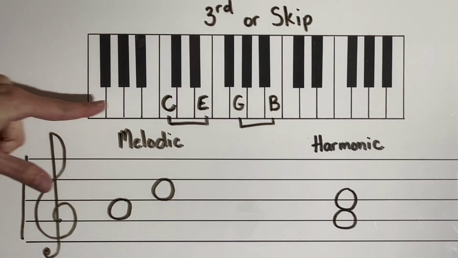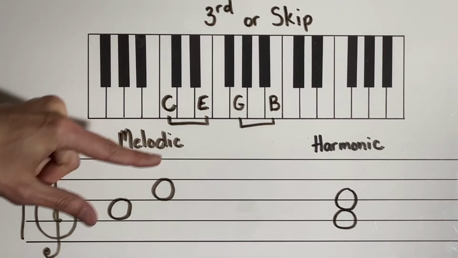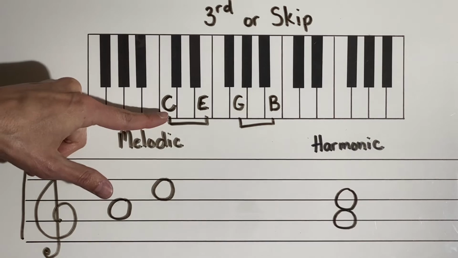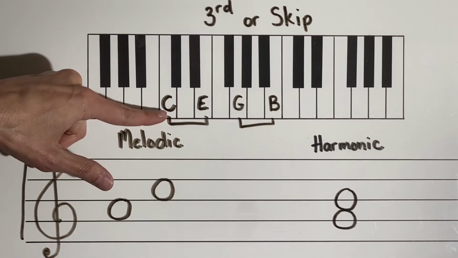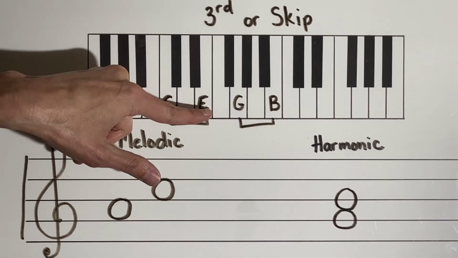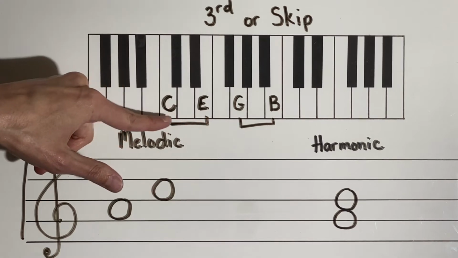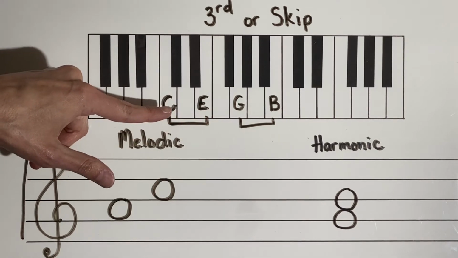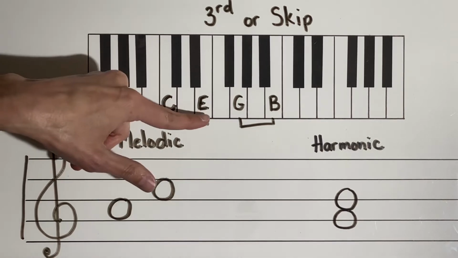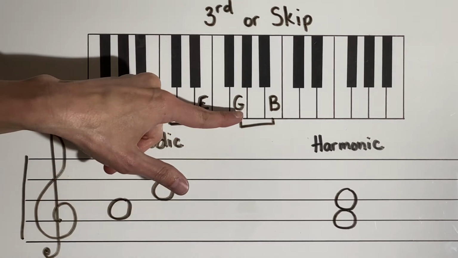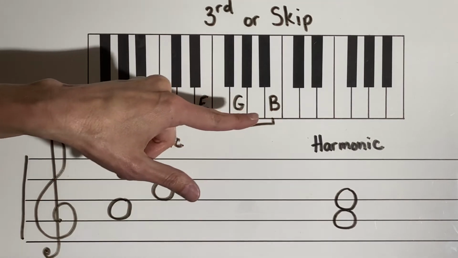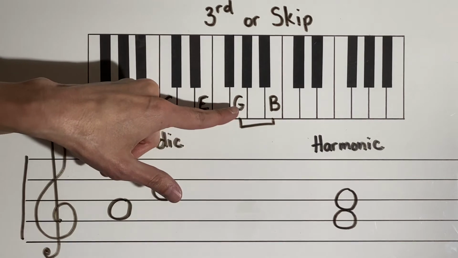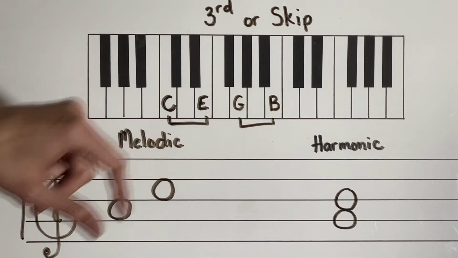When I look at my piano, I go from C to E. If I call it a third, C is my first note, that's my 1. 1, 2, 3. E then becomes my third note. It's the third note above C. That's my interval, that is a third, C to E. G, if G is my 1, I go 1, 2, 3. B is the third note, so G to B, that is my third.